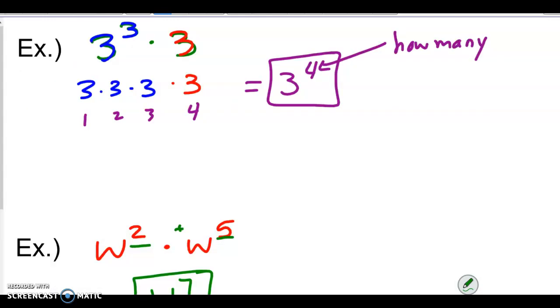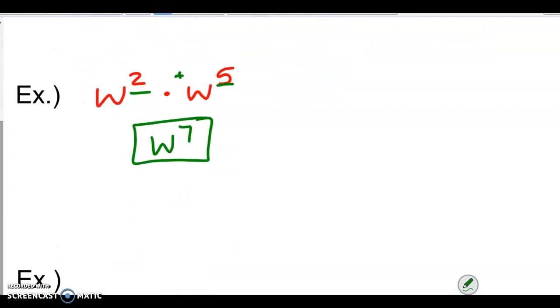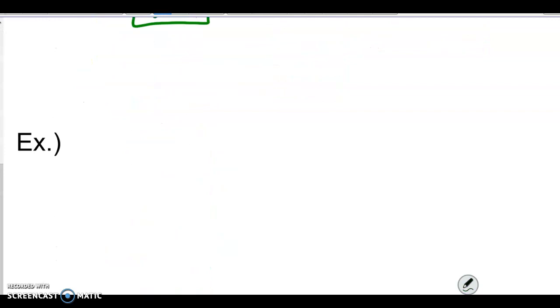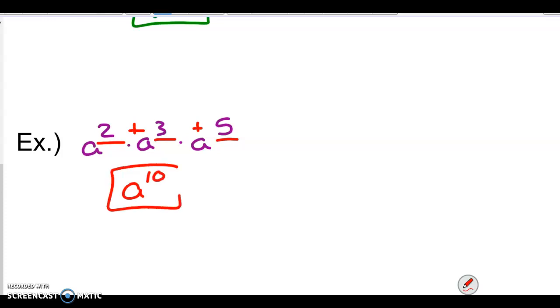If I were to have another example on that last rule, if I had something like a squared times a to the third times a to the fifth, it doesn't matter how many different terms I have, you're just following that same rule of adding them all up. So I have 2 plus 3 plus 5, I would end up with a to the 10th.